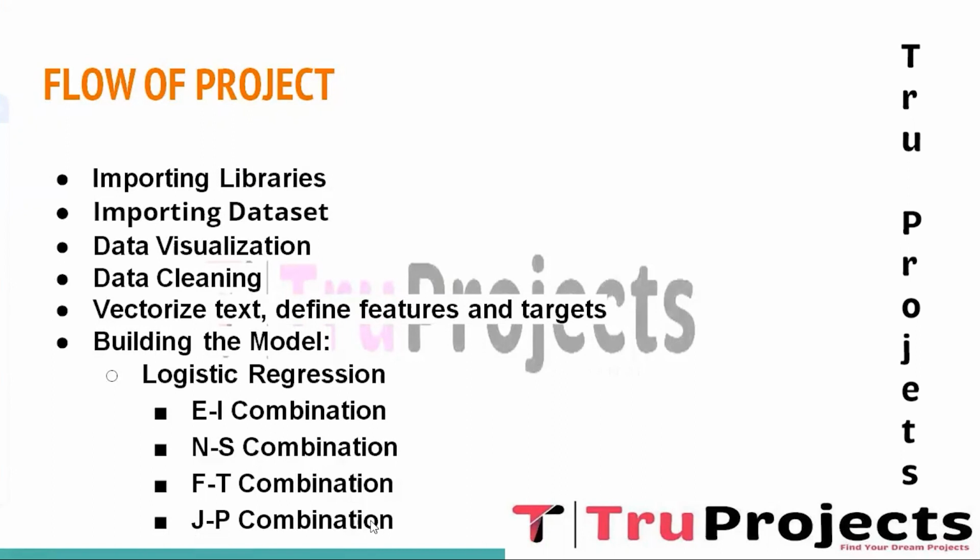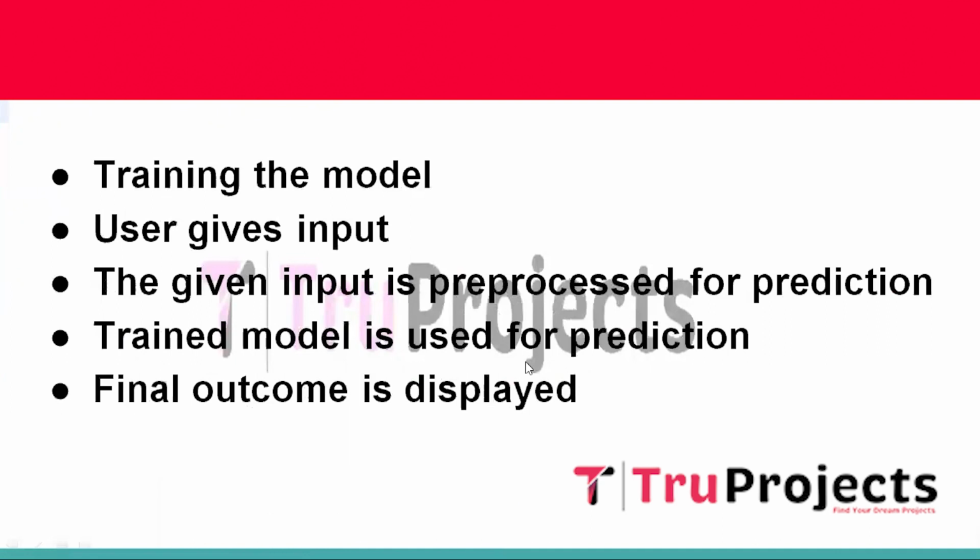And the next one is the JP combination. The JP combination represents the judging and perceiving preference in the MBTI framework. Judgers prefer structure, organization, and planning, whereas perceivers are spontaneous, adaptable, and open to new experiences. The logistic regression model aims to predict whether an individual leans towards judging or perceiving tendency through the analysis of their written expression. And the next step is training the model.